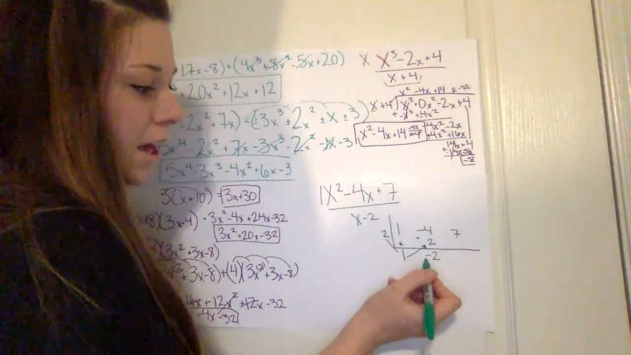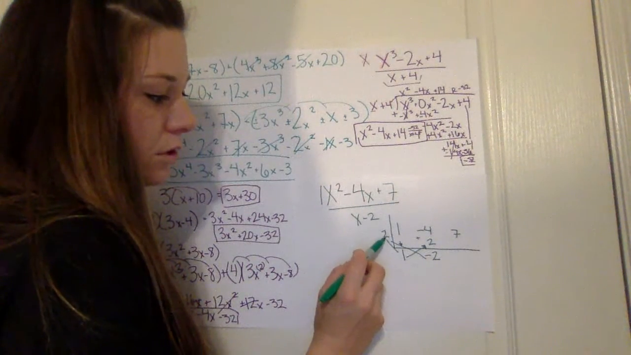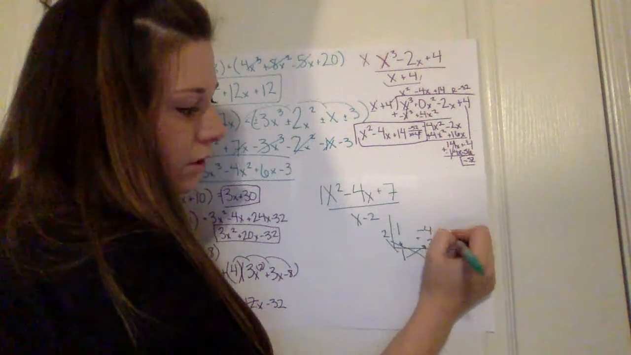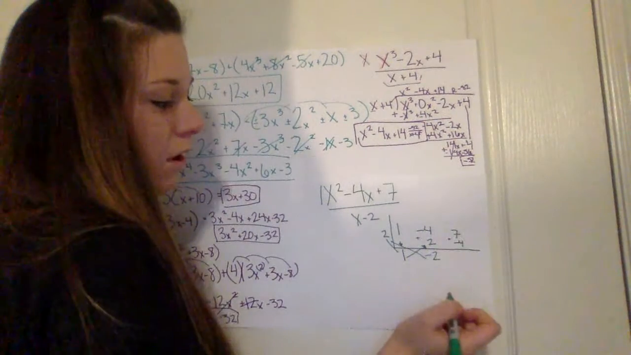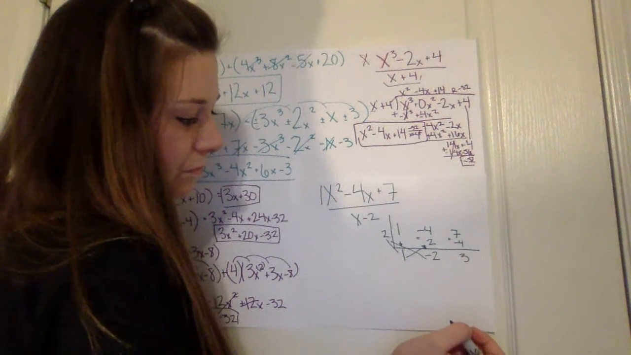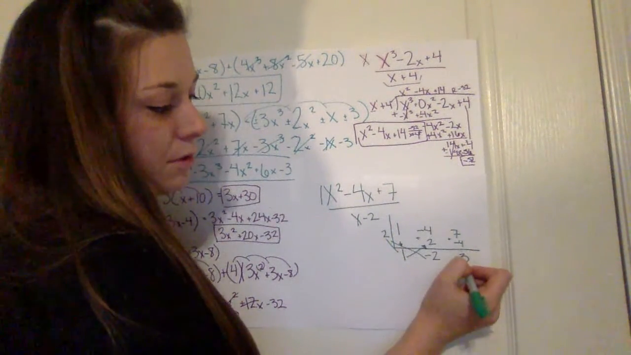And then we're going to go back over here and multiply again. So we do 2 times negative 2 is negative 4. And then we are adding vertically. So 7 plus negative 4 is positive 3. So we know that this 3 is our remainder here.